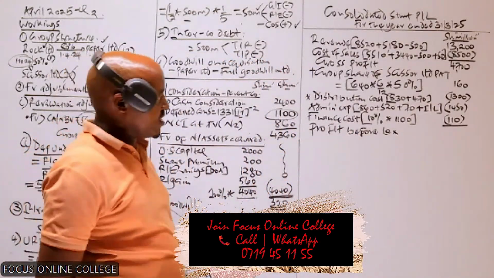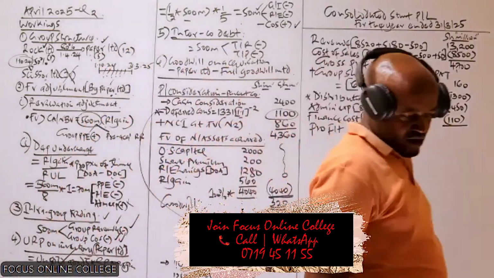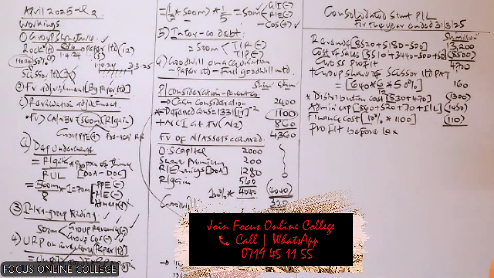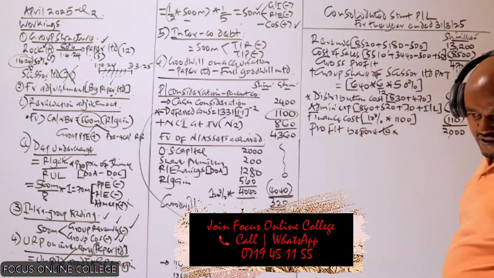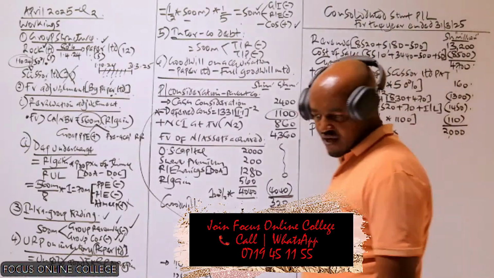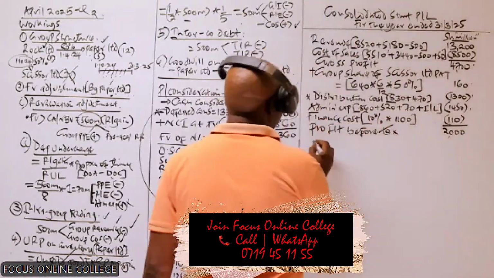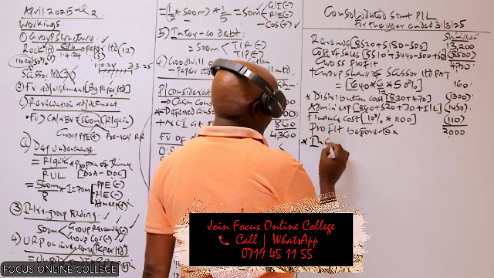Give me the profit before tax down here. How much would be the profit before tax? This plus this minus the 3 expenses there. I'm told this one will be 2,000. Then we list the other item.